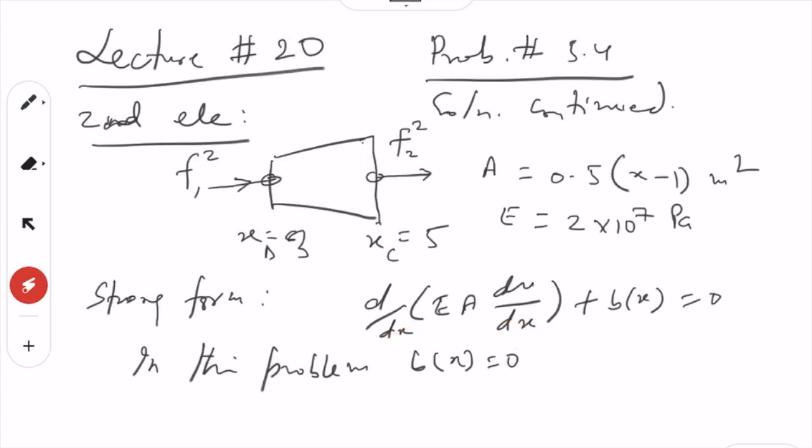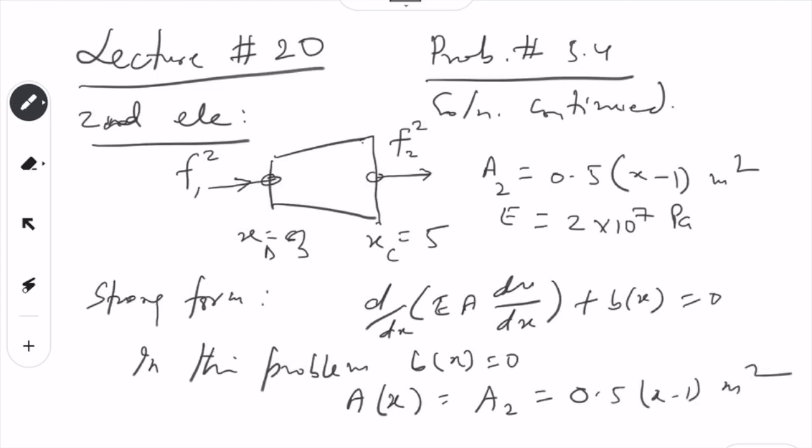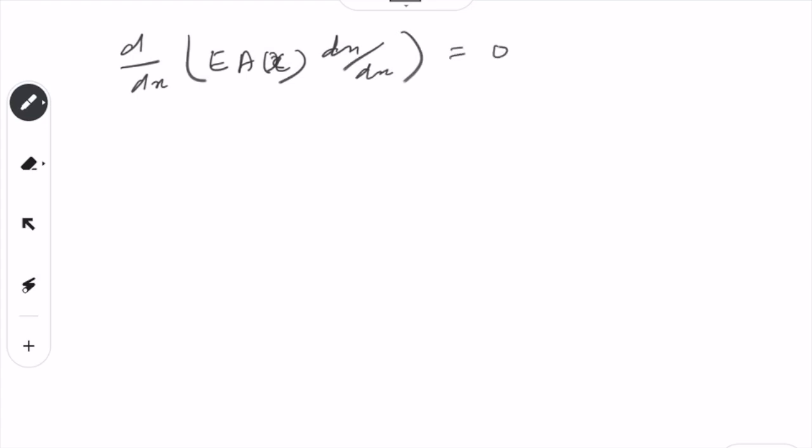So what we have is just this part, and the second thing is that A is not constant. So A(x) is basically A2. A2(x) is equal to 0.5x minus 1 meter square. E is a constant, which we have been given. So that means our equation simply becomes d over dx of E A(x) du over dx equal to 0.